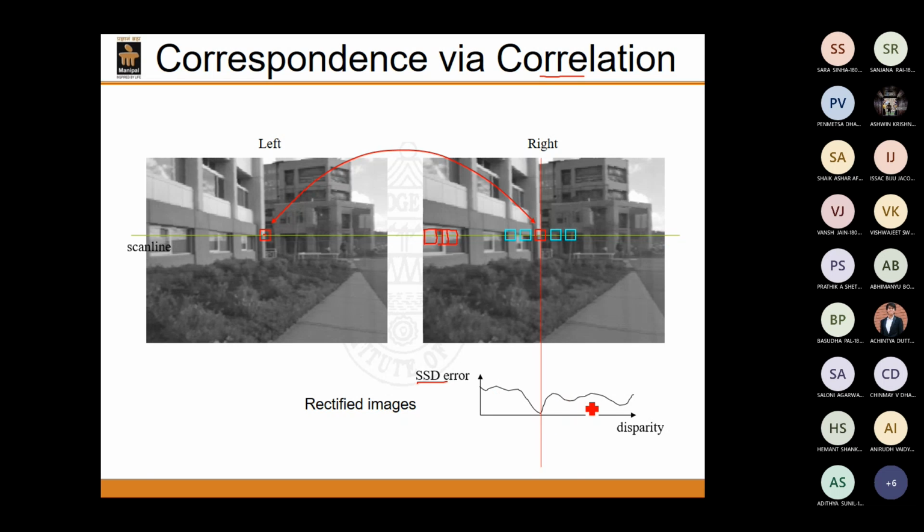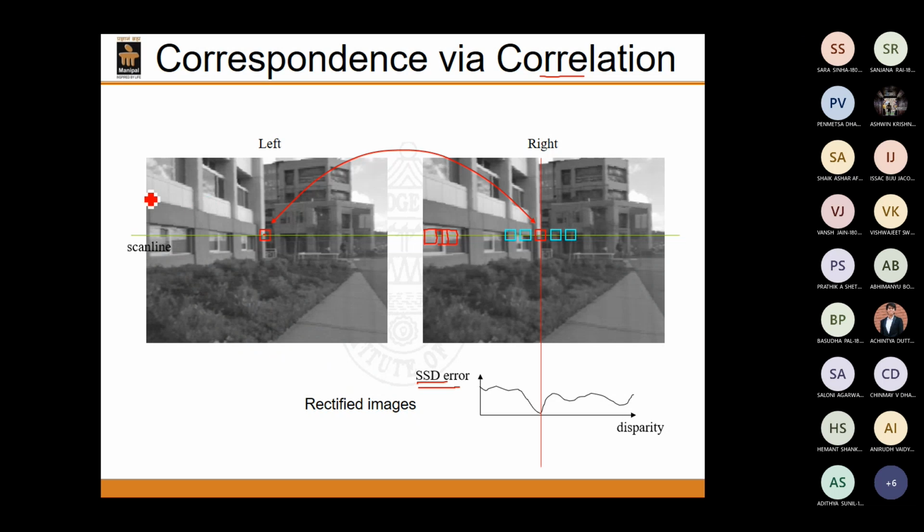So along this scan line, if I calculate the SSD error, I might get a graph which looks somewhat like this. In this graph, I look for the minima point, the value which gives me the least error. That corresponding point gives me the correspondence between this point here and this point here. So the one with the least SSD error gives me the correspondence.